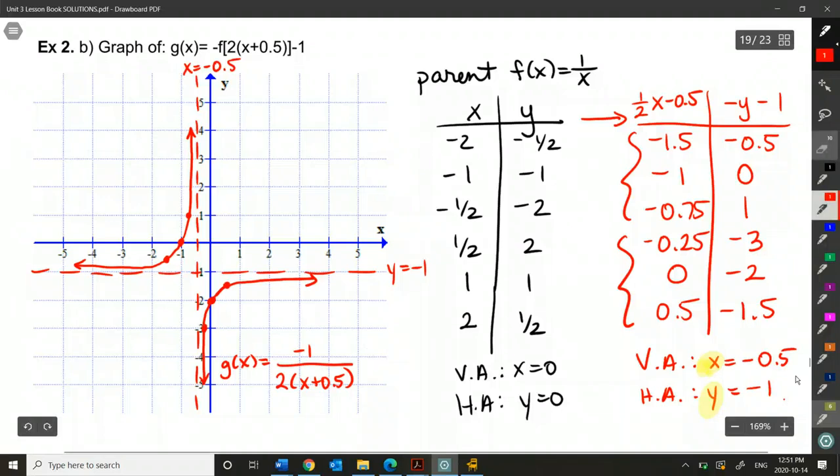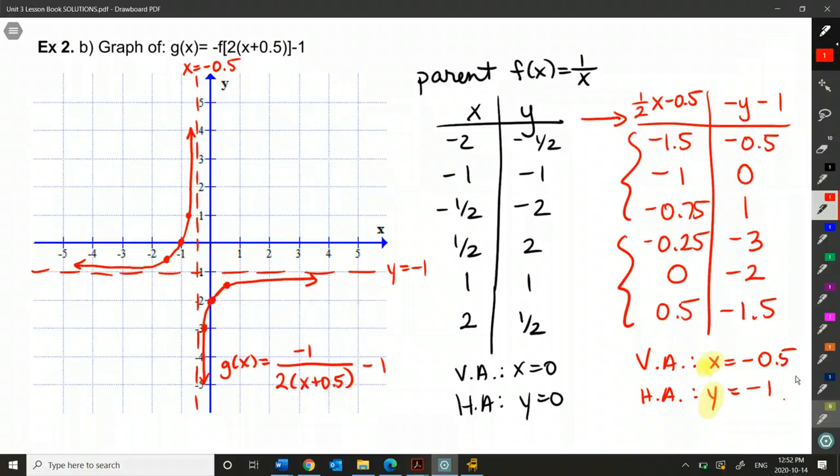Okay, so we're going to make sure that that C value is not inside the fraction, right? It should be on the end, on the outside of the fraction.